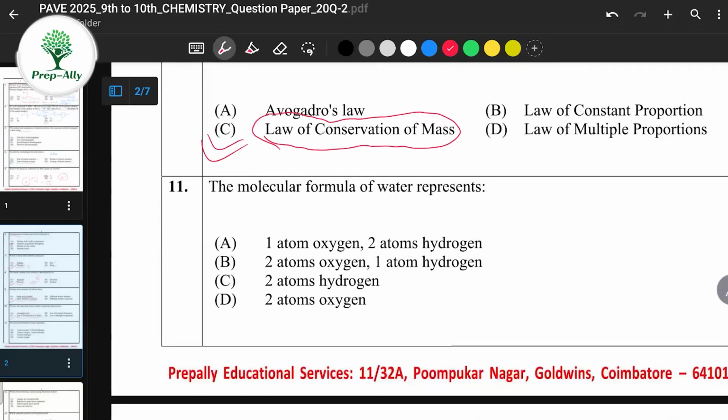Question number 11. The molecular formula of water represents. So water formula is H2O. So we can see there are two hydrogen and one oxygen in a single formula. So the correct option here is one atom of oxygen and two atoms of hydrogen. The correct option is A.